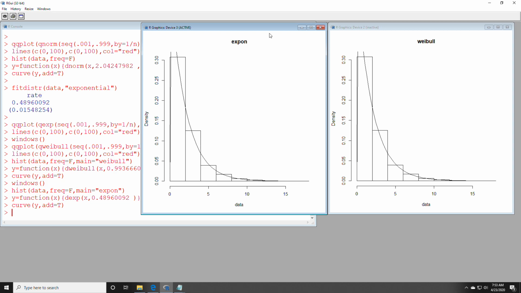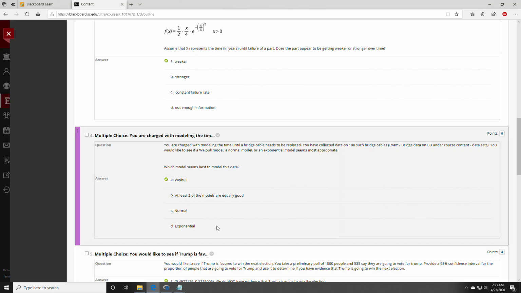Okay. So with that being said, it appears to me that both the exponential and Weibull distributions have almost identical histograms and almost identical QQ plots. They both seem to model the data equally well. So what then would you choose? Okay, we have Weibull, normal, exponential, or at least two of the models are equally good.